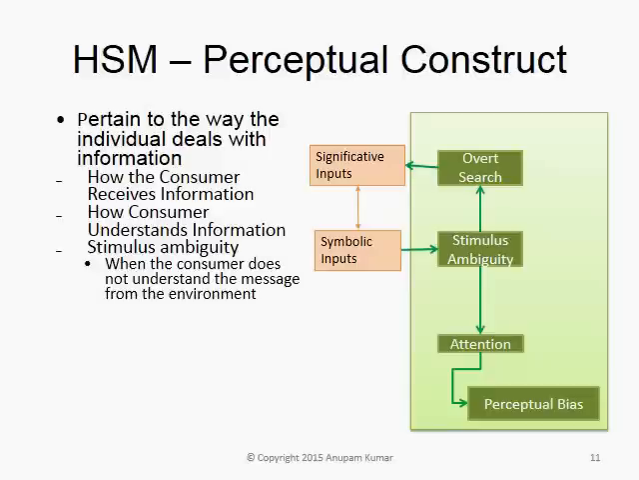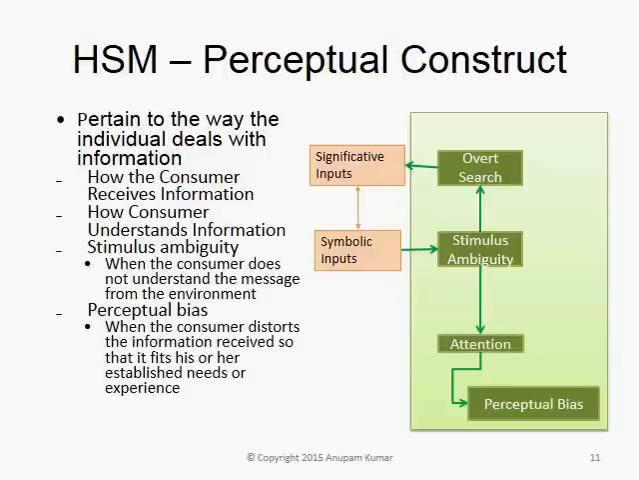What is it? It is when the consumer does not understand the message from the environment. The perceptual bias, which is when the consumer distorts information received so that it fits his or her established need or experience. Before we move ahead, let us revise our concepts of perception.